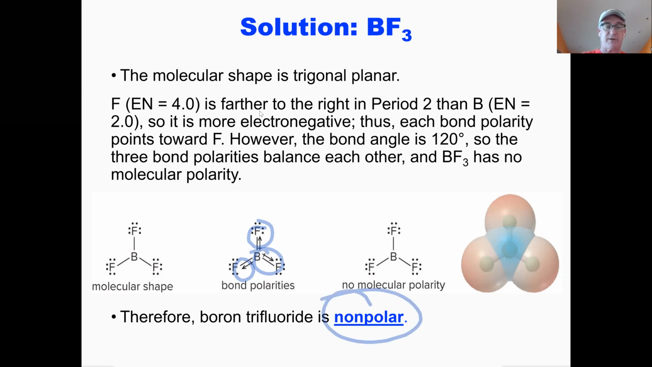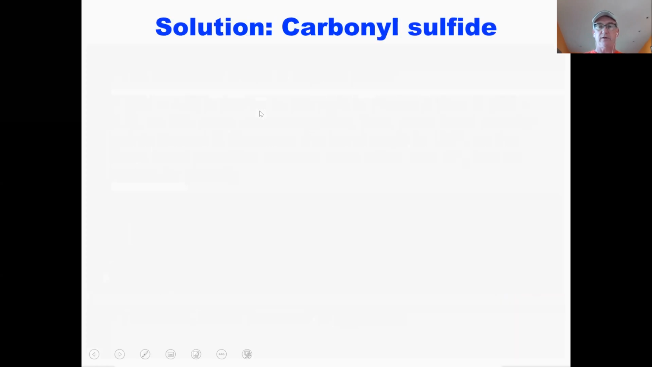But the one I want to go over with you in a little more detail is this molecule, carbonyl sulfide. Now this is SCO. So let's just draw this real quickly. How many total valence electrons do we have for S, C, and O? Sulfur, carbon, and oxygen.